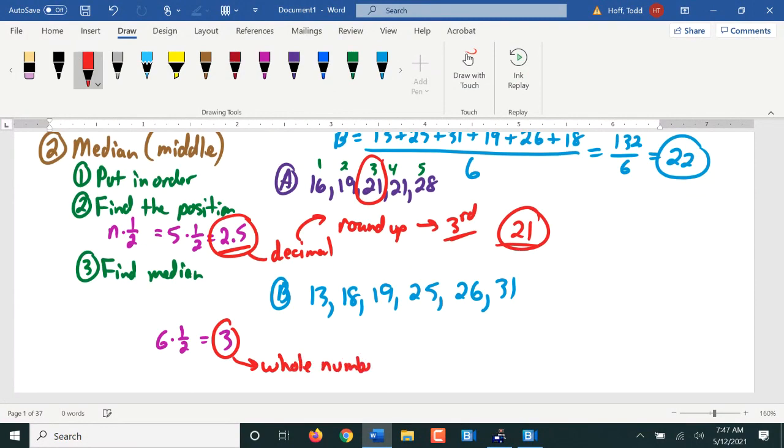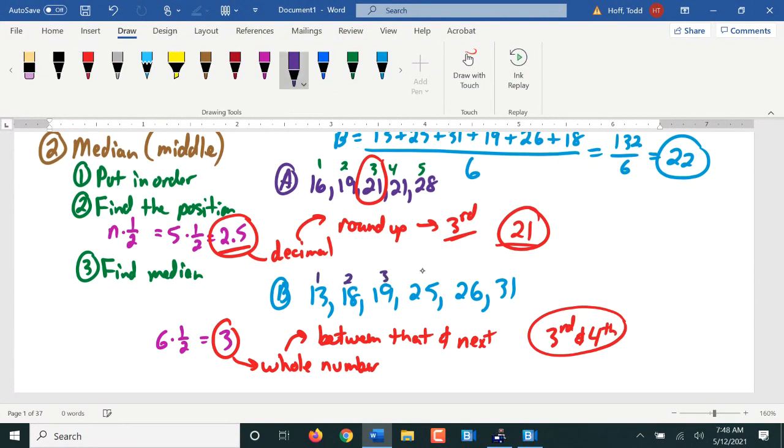It is between that place and the next place. So here it'll be between the third and fourth number in the list. What does that mean? 1, 2, 3, 4, 5, 6. Between the third and fourth number, between the 19 and the 25. How do we find what's between them? Well, we add them together and divide by 2. 19 plus 25 is 44, divided by 2. 22 is our median.